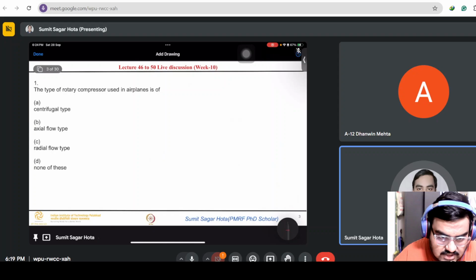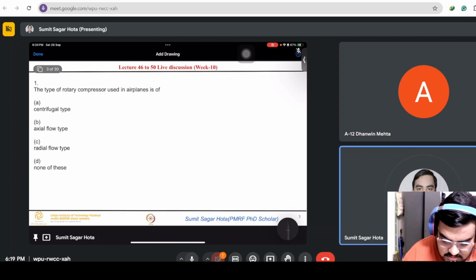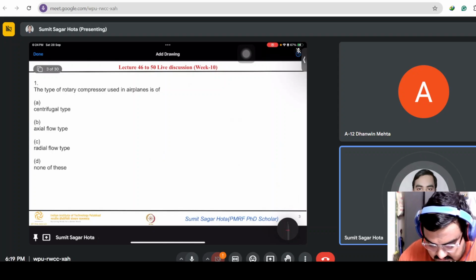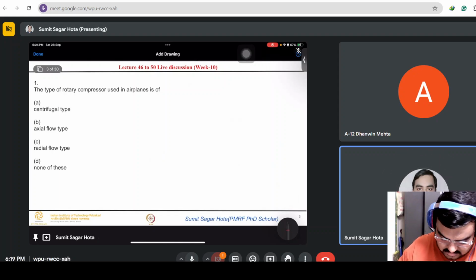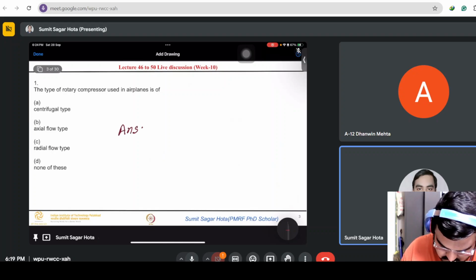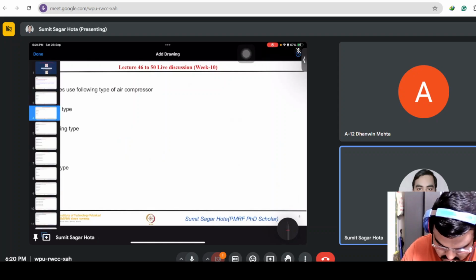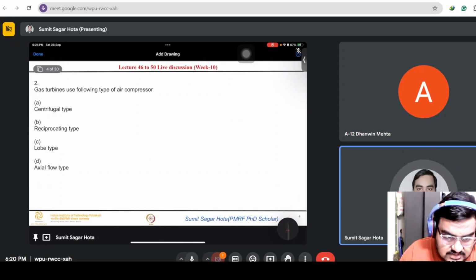The type of rotary compressor used in the airplanes is what? It's an axial flow compressor. The gas turbines use the following types of air compressor. The gas turbine always uses a what? Axial flow air compressor.